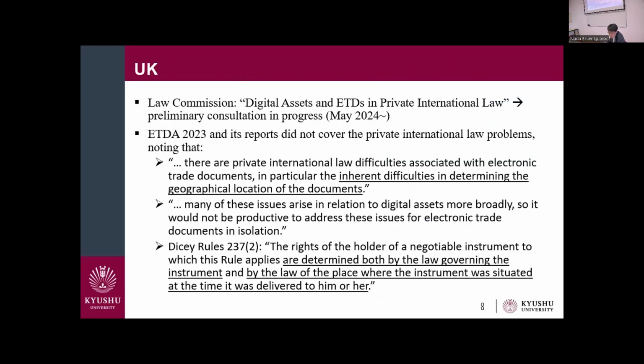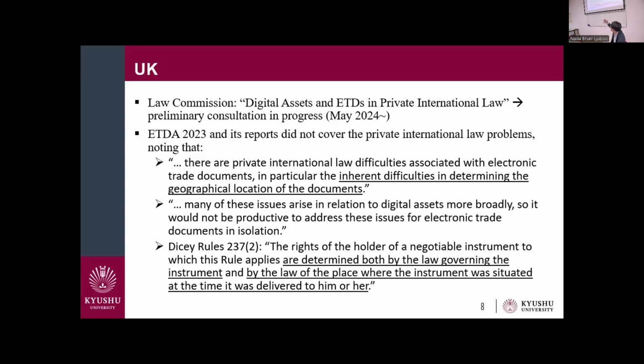There have been some developments. First of all, in the UK, the Law Commission started a project called Digital Assets and Electronic Trade Documents in Private International Law. I think a preliminary consultation is in progress. Last February, there was a call for evidence, providing questionnaires to stakeholders, who were expected to answer them. I think they already received the answers, but they haven't published the results yet. So I'm looking forward to looking into those records.